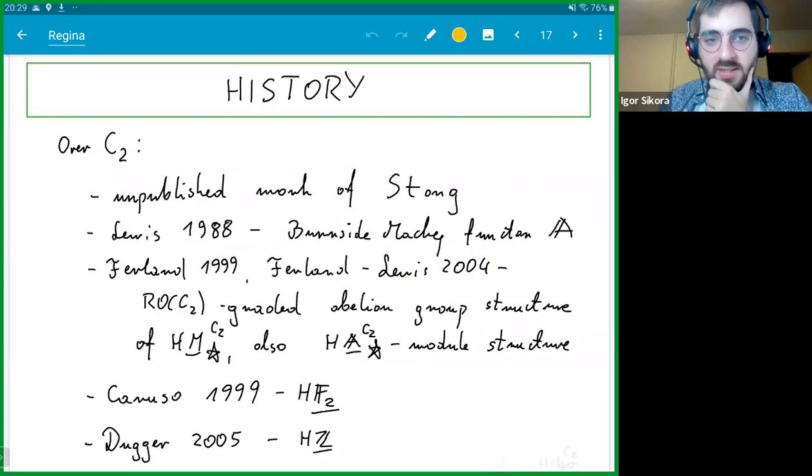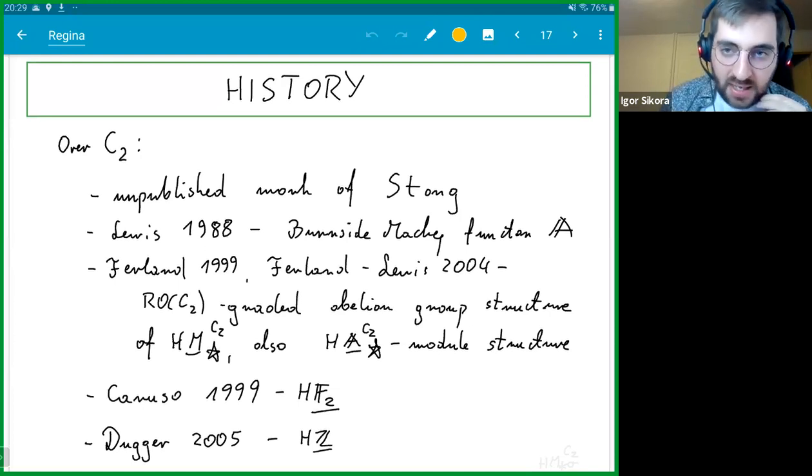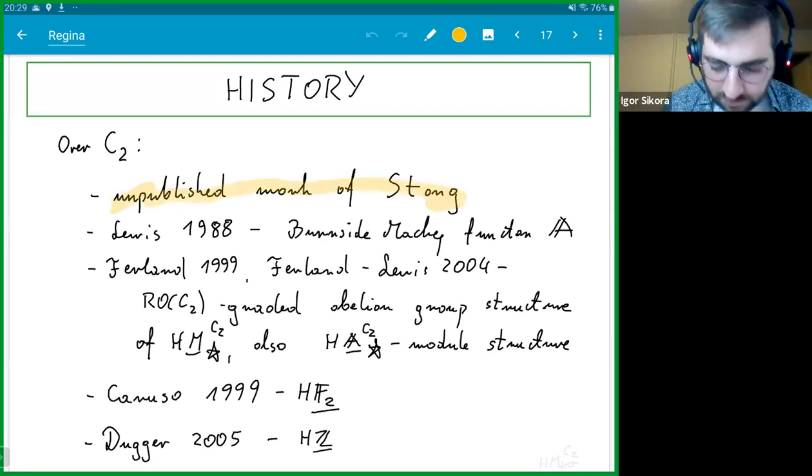Okay, so some history over here. I will just go over it quickly. The first occurrence of these computations is in a legendary unpublished work of Stong.